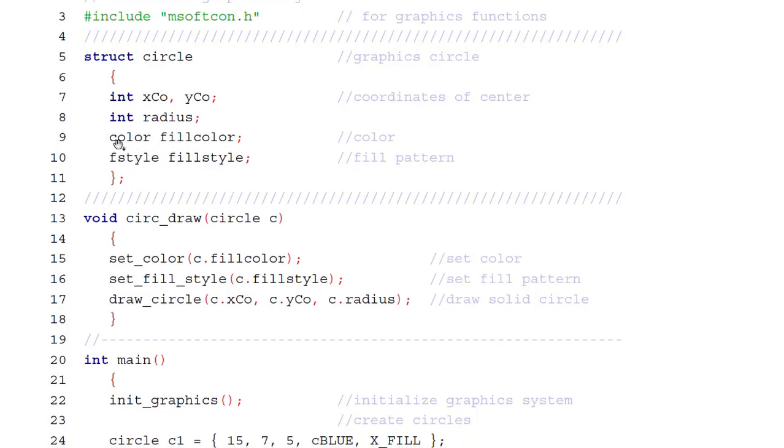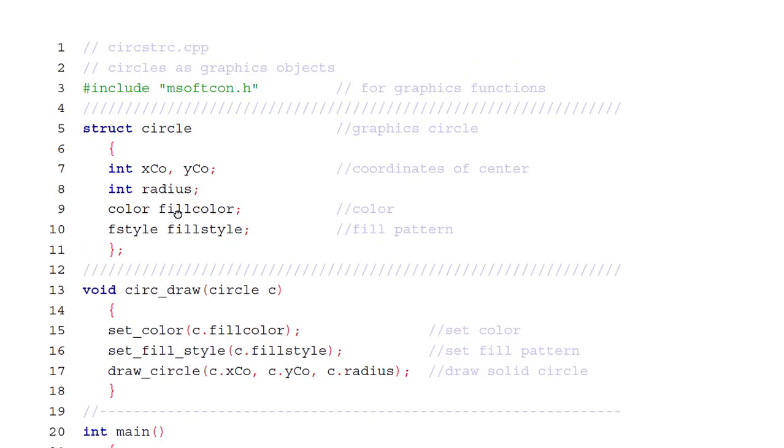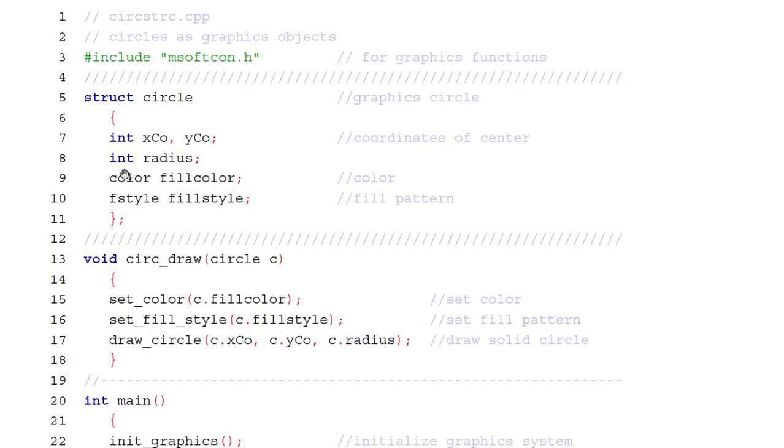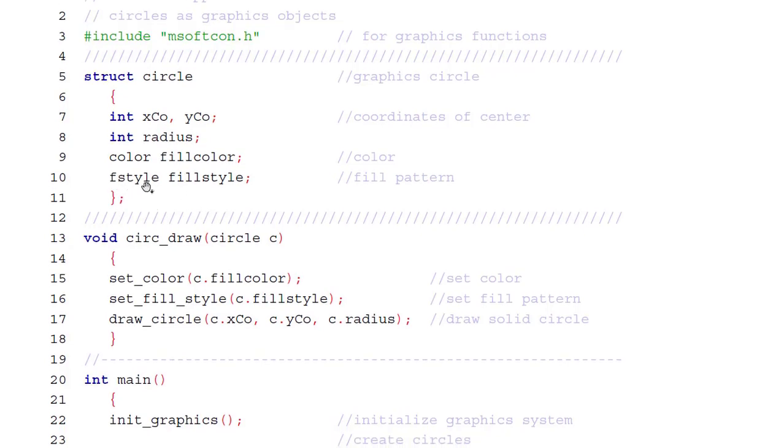Then there is this data type, color. Color is a data type which belongs to this library, and I'll explain this library in detail in our upcoming videos. But this is not a built-in data type; it is defined by the author. So color is basically a data type here, and it has a variable of fill color. And then fstyle is also a data type, and it has a variable of fill style, right? So these are all the variables: x coordinate, y coordinate, radius, fill color and fill style.